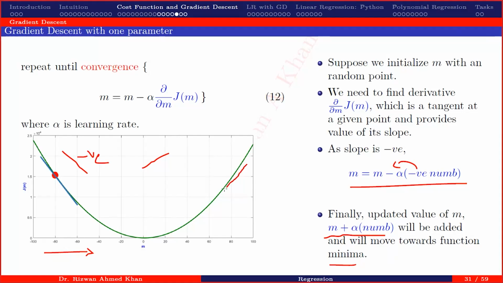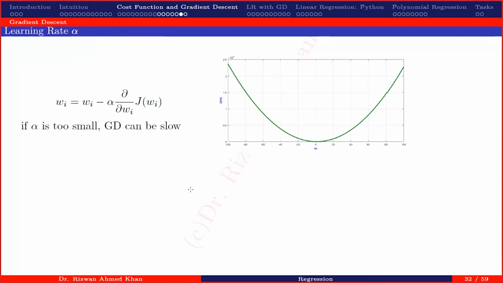So if the slope is negative, it means we have to move in this direction. If the slope is positive, it means m has to be reduced. If the slope is negative, it means m has to be added. So this is how the optimization of the gradient descent algorithm works.